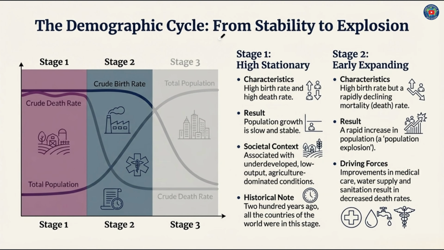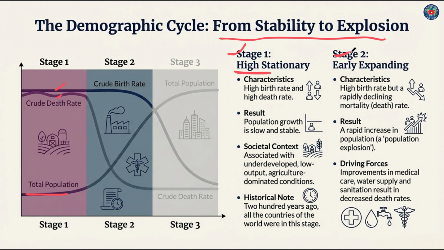Now, from stability to explosion. Stage 1, high stationary. Characteristics: high birth rate and high death rate. Result: population growth is slow and stable. Societal context: associated with underdeveloped, low output, agriculture dominated conditions. Historical note: 200 years ago, all the countries of the world were in this stage.